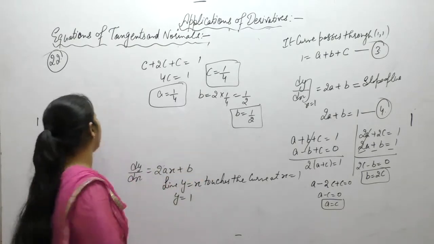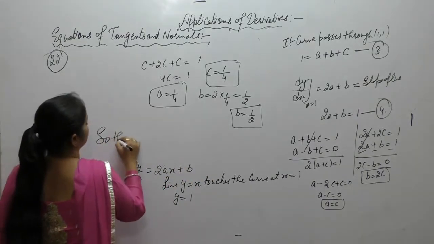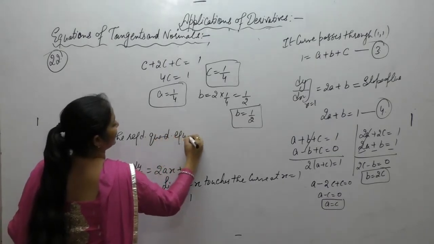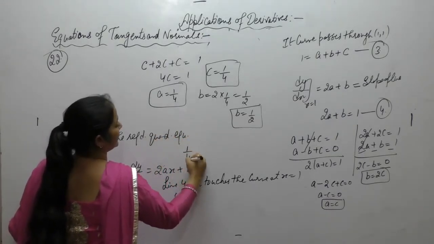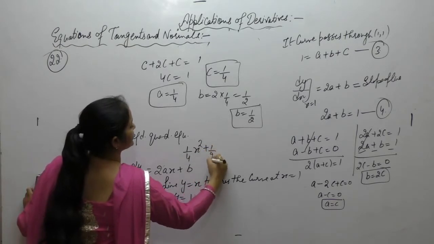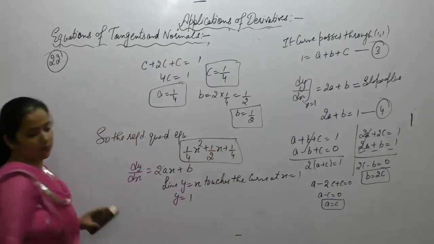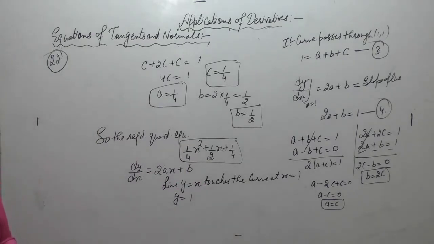So the required quadratic equation is ax square plus bx plus c. Note it down.